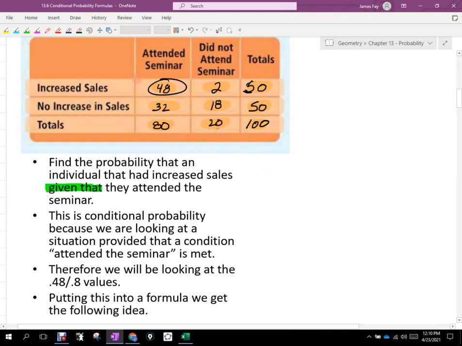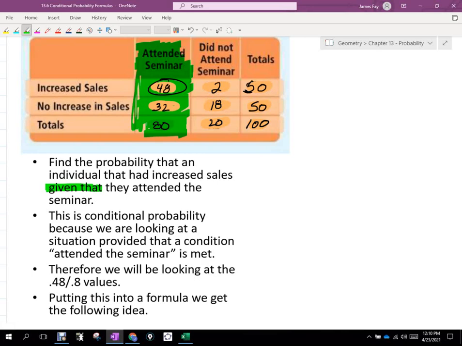So when I'm being asked about increased sales, given that they attended the seminar, what that allows me to do, if I have the table in front of me, is just focus now on this. Because I know an extra piece of information. I know that they've attended the seminar, so I can narrow my focus. Does that make sense? I'm no longer looking at the total of 100 people. I'm now looking at only these 80 people because I'm being provided extra information that allows me to narrow my focus. Does that make sense to everybody?